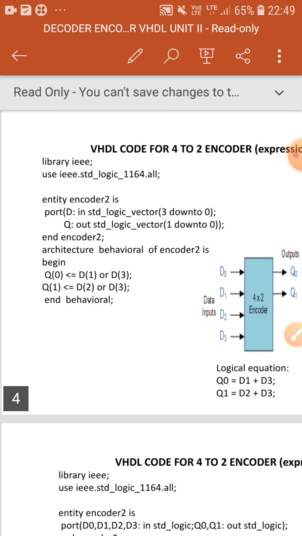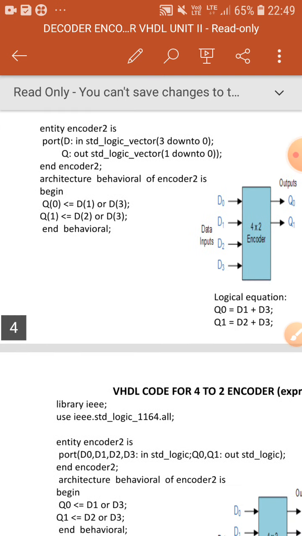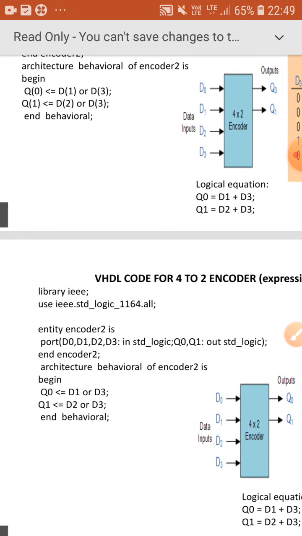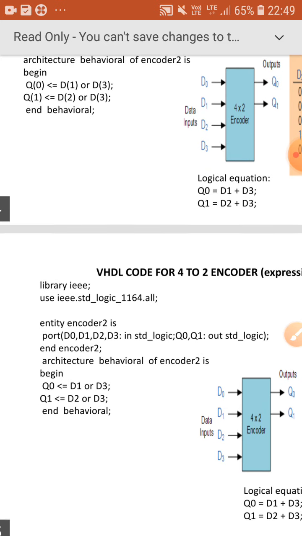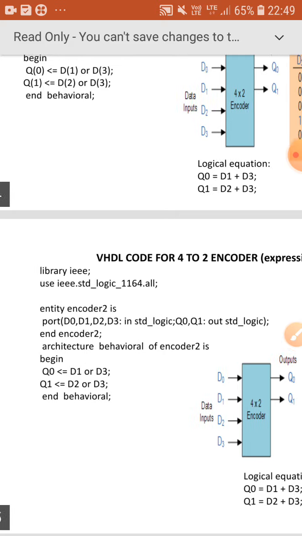Here D is the 4 bits value. So I am using STD logic vector 3 down to 0. In this program I am taking D0, D1, D2 and D3 as input. Each one is a single bit. So D0, D1, D2, D3 colon in STD logic.